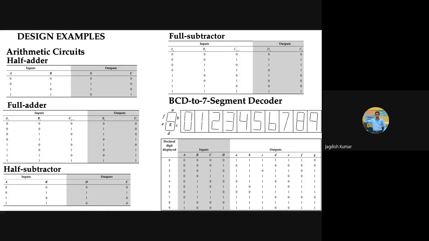Is this clear up to this point? What we are doing in BCD to 7-segment display? Is everything clear till now? Okay, fine. So let us discuss this. This is a very interesting circuit, so I would like to discuss it in a little detail.